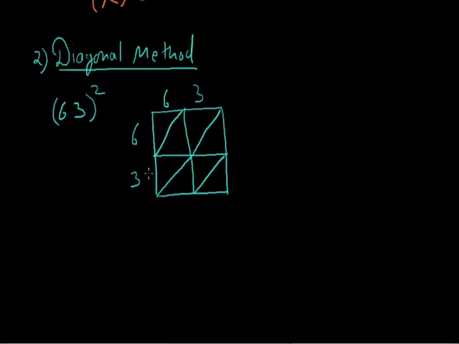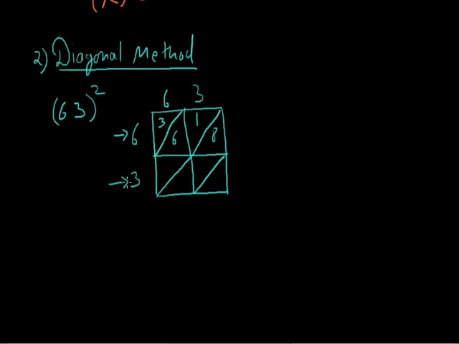Now we multiply the digits. First take this 6 and multiply it with this 6. So 6 into 6 is 36, and we write 3 on the upside and 6 on the downside. Now 6 multiplied by 3, I am getting 18. In this way I write 6 into 3, that is 18, in the other square too.